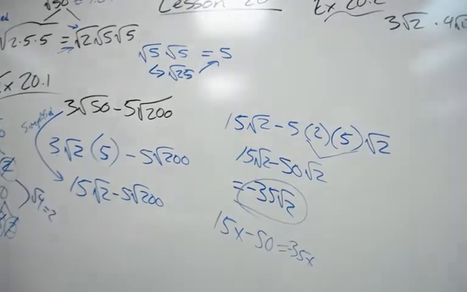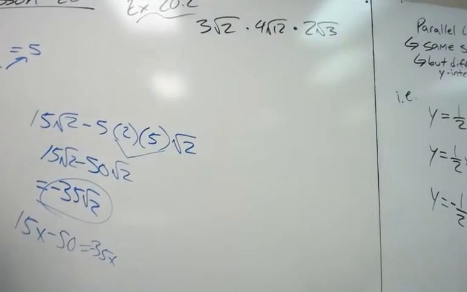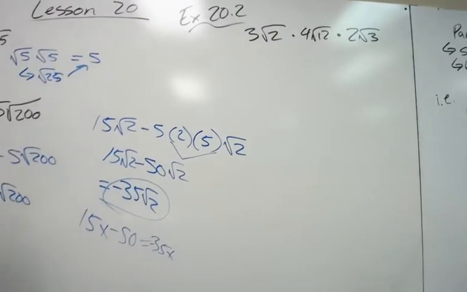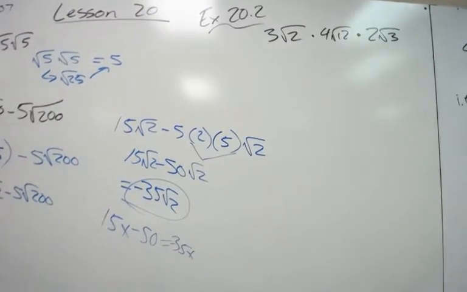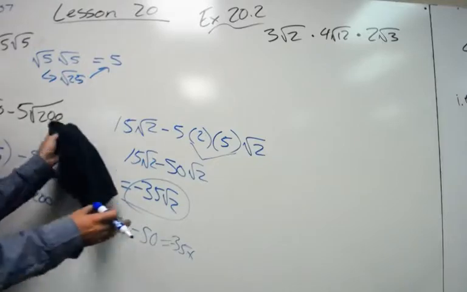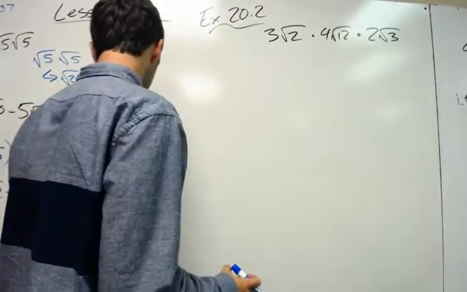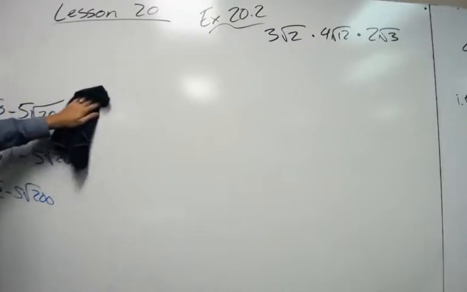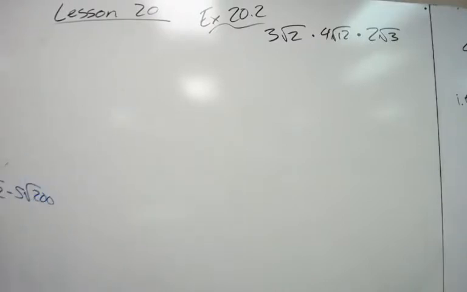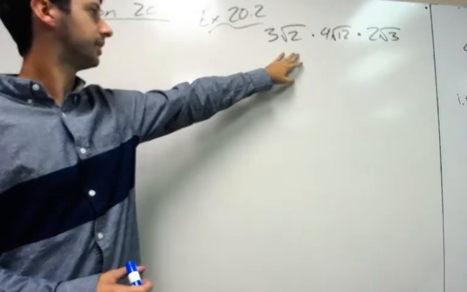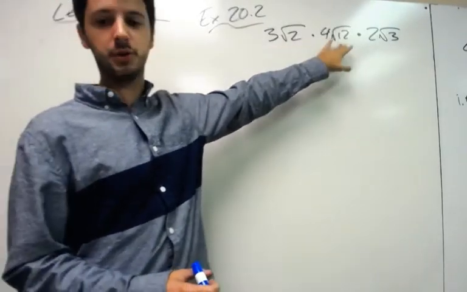Let's look at a couple more problems just to make sure we got a good grasp of it. Okay. We got 3 radical 2 times 4 radical 12 times 2 radical 3. What I would do in this scenario is I would first simplify the radicals. I would see if we can simplify the radicals. So I look at radical 2. That's already simplified. Can't go any further than that. Radical 12, can that be simplified?